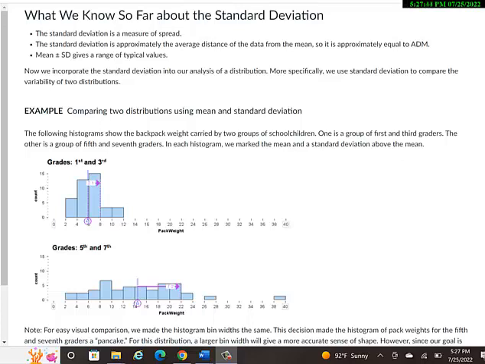On this page, we'll go a little bit further into standard deviation and look at examples to see what kind of conclusions we can come to as far as standard deviation and variability of a data set. The standard deviation is a measure of spread.